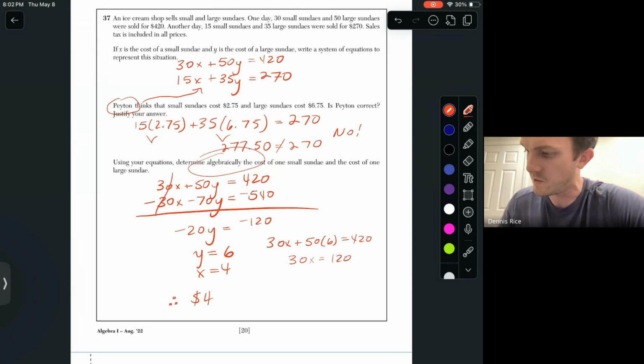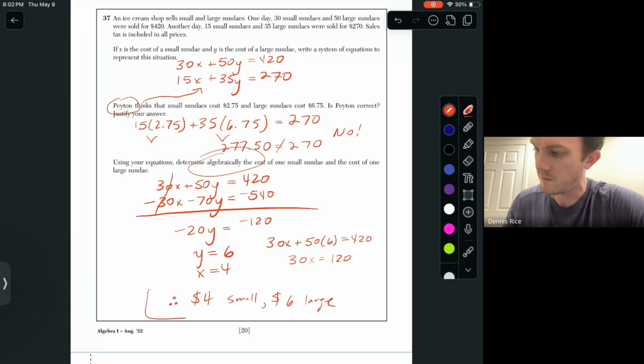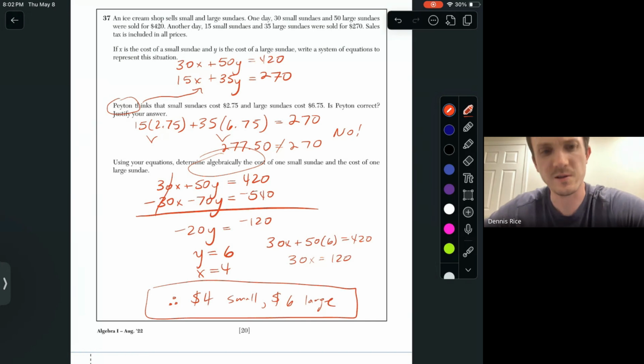So what was X? A small sundae and 6 for a large. Always make your answers very clear. It makes it very easy for someone to grade.